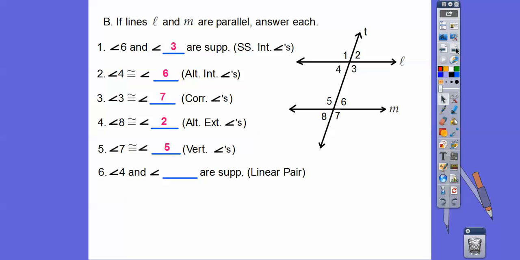4 and blank are supplementary because they form a linear pair. So what forms a straight line with angle 4? Well, 3 does, so does 1. See how 1 and 4 give us this straight line, and how 3 and 4 give us this straight line right there. As long as they make a straight line, they are called a linear pair. So it could be 1 or 3 on that.